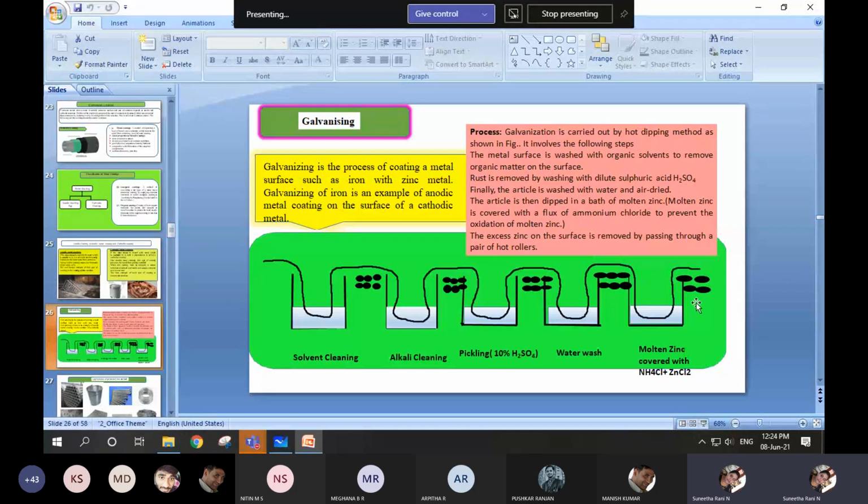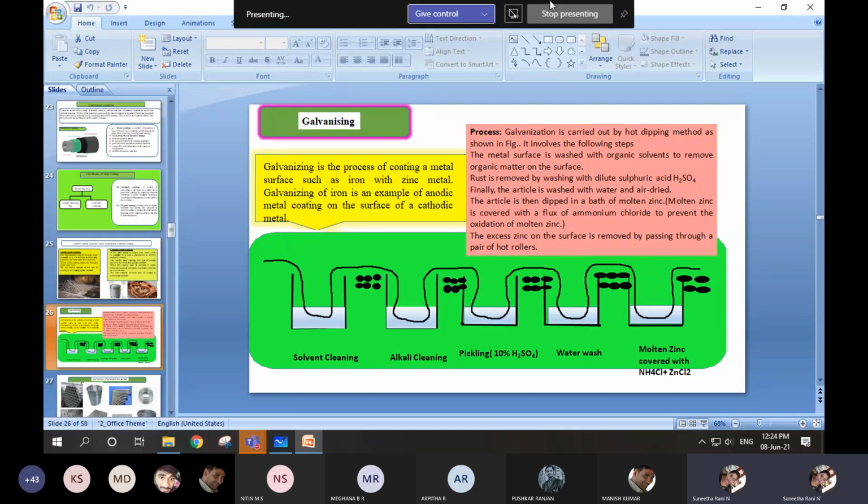Once it has been coated, pass the same sheet to the hot air squeezer, where it squeezes out excess zinc by passing hot air. So this is how zinc is coated on the surface of a base metal, which is iron. This process of coating zinc on the surface of iron metal is called galvanization.